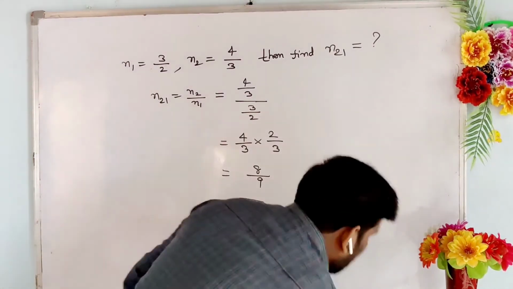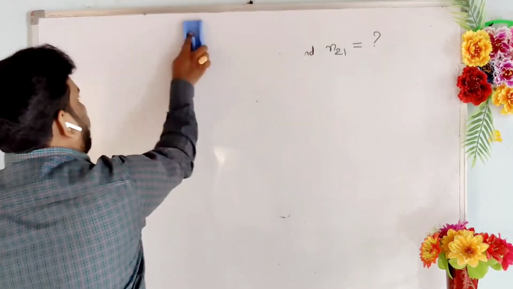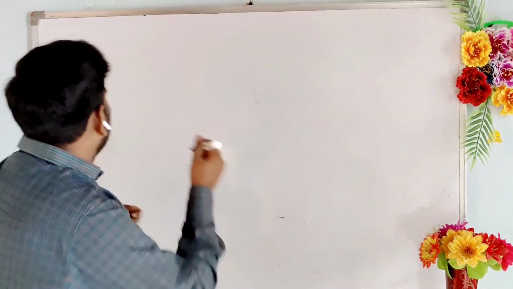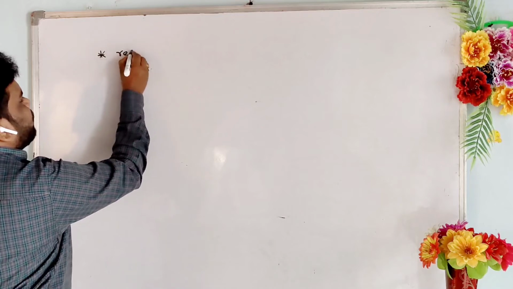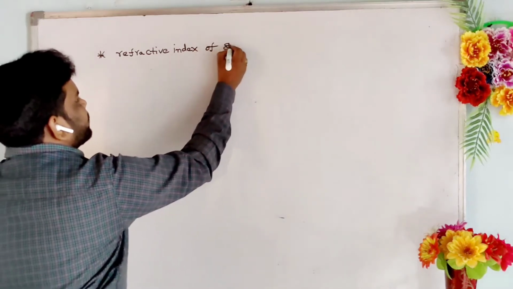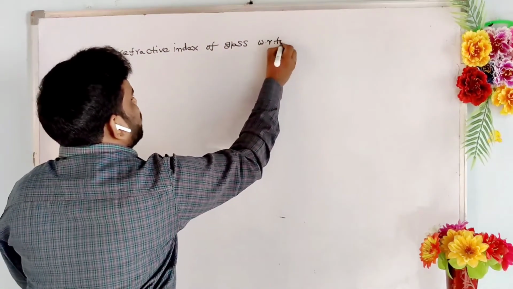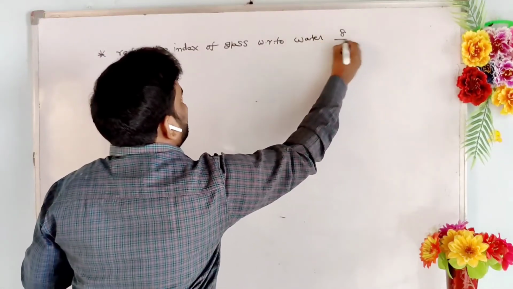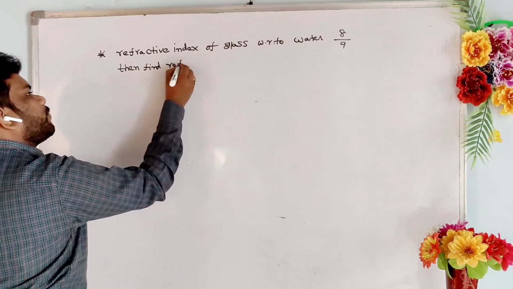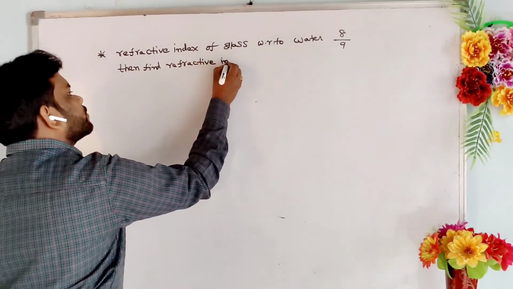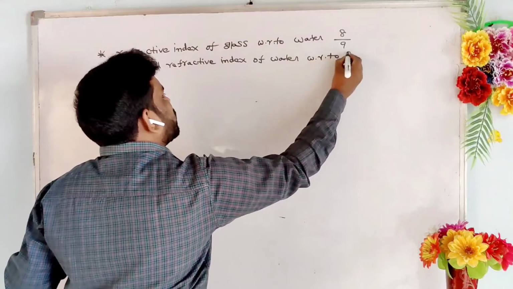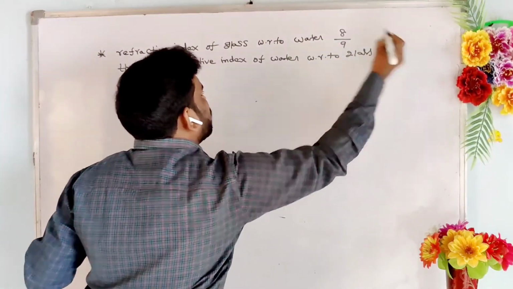Very good. Now I will enter into another problem based on relative refractive index. Okay students, so what he is asking is: refractive index of glass with respect to water is 8 by 9. Then find refractive index of water with respect to glass is equal to question mark.